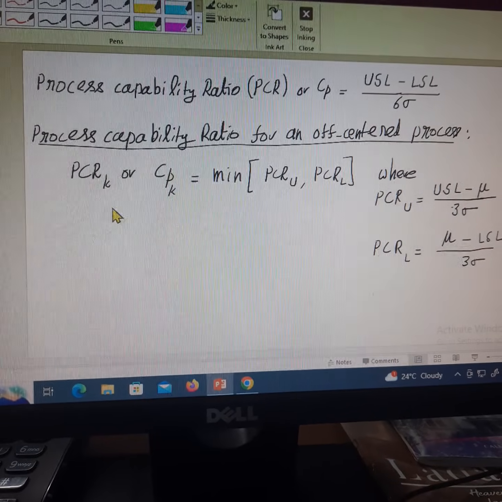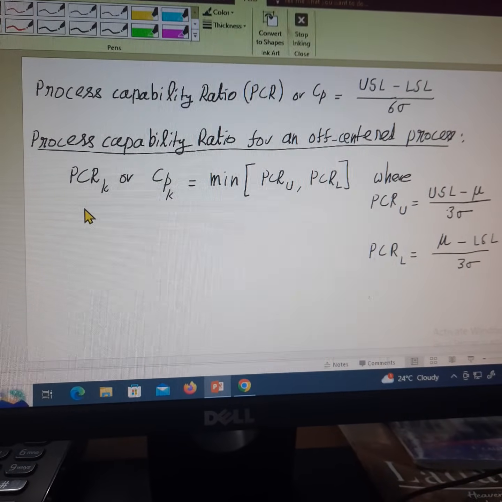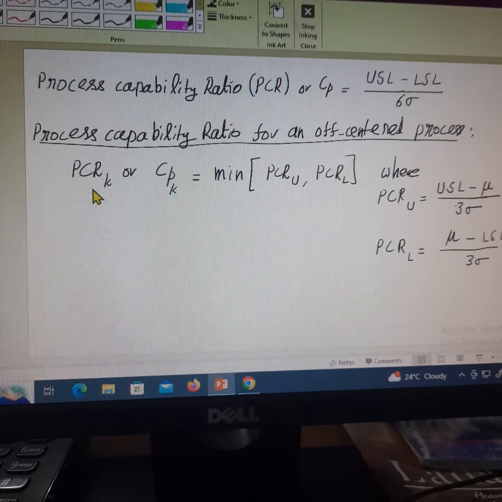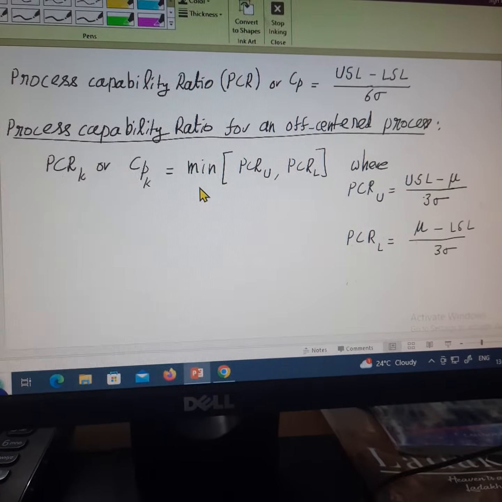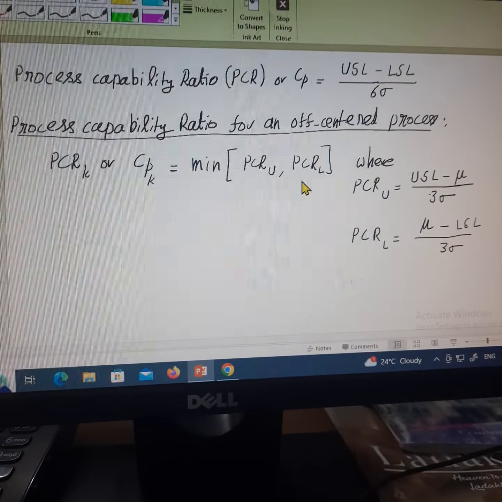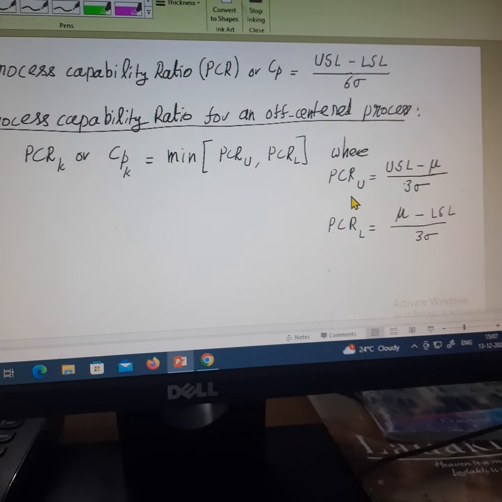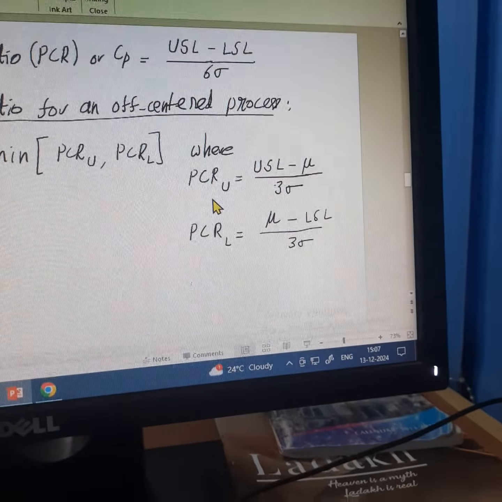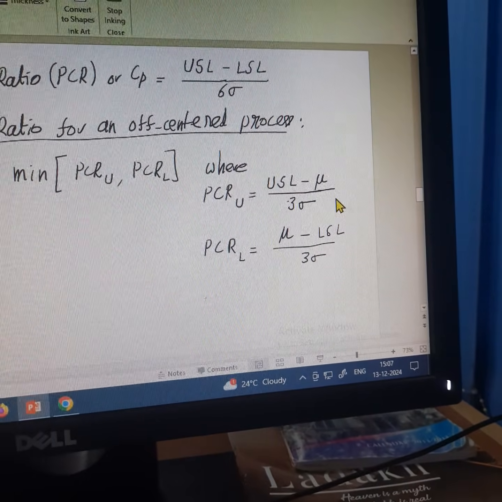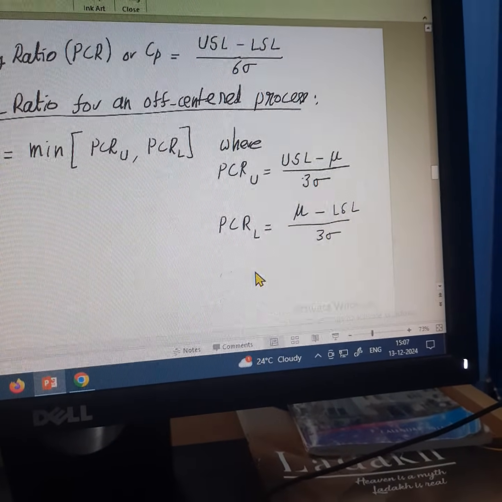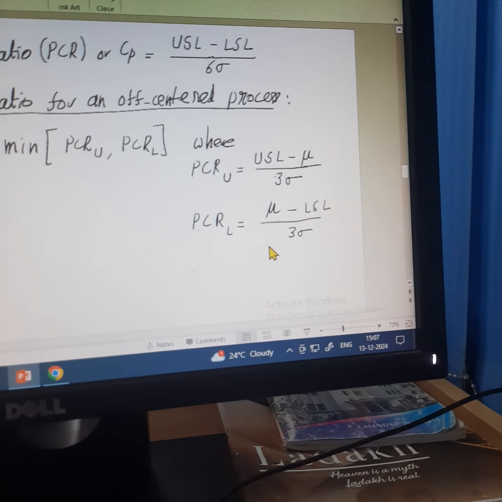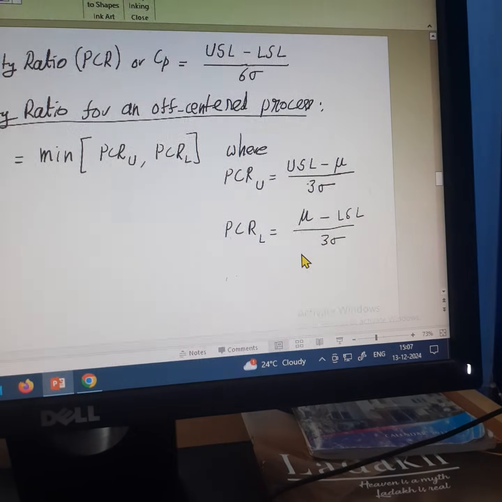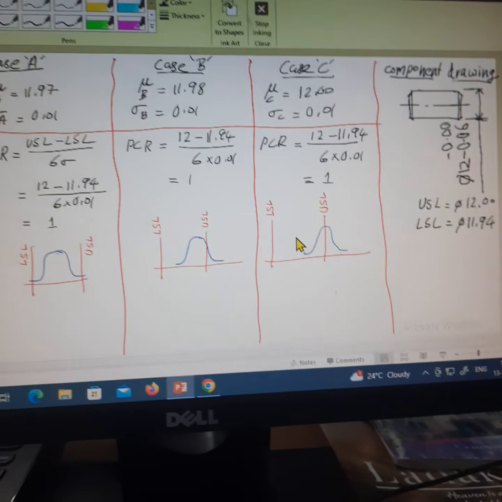When you want to find the PCR for an off-centered process, it is called PCRK or CPK. So CPK is the minimum of PCR upper and PCR lower, where PCR upper is given by USL minus mu by 3 sigma and PCR lower is given by mu minus LSL by 3 sigma. Let us discuss with an example.